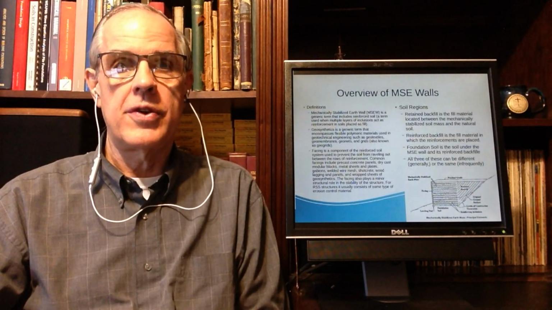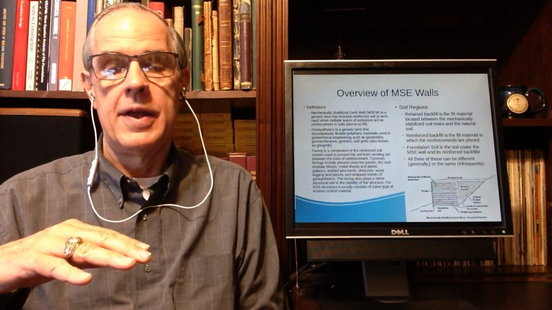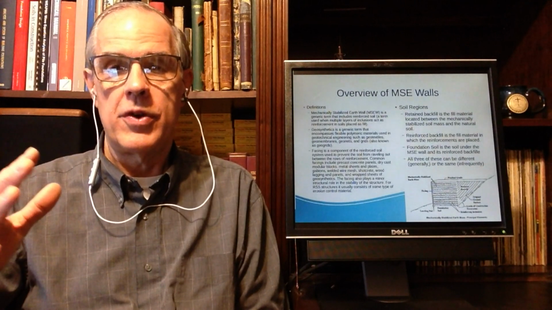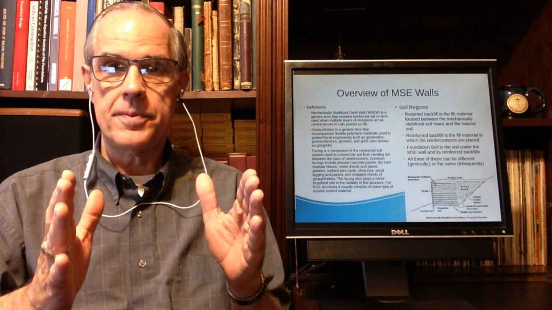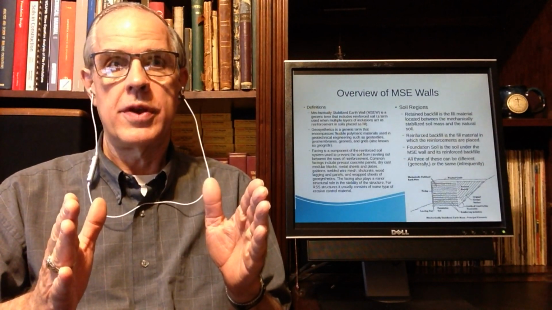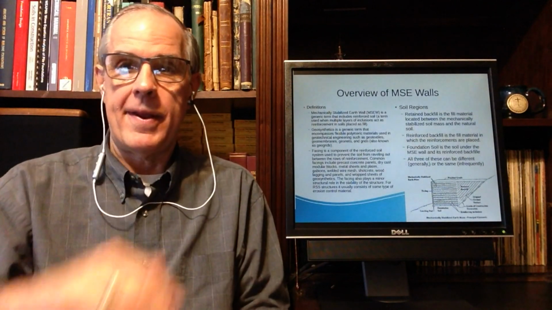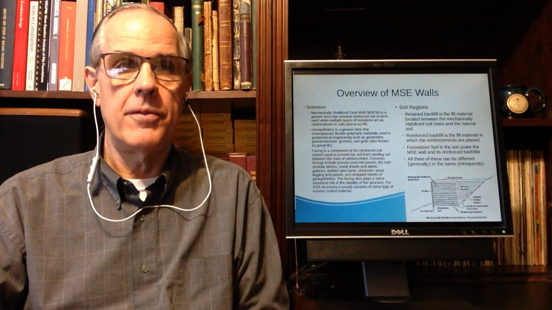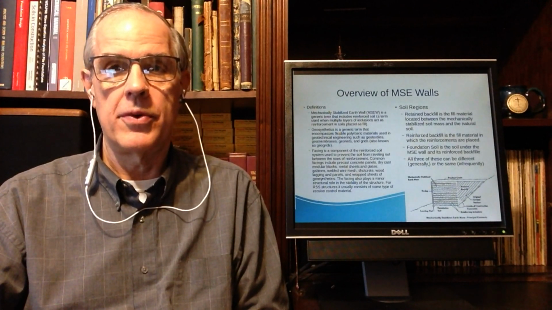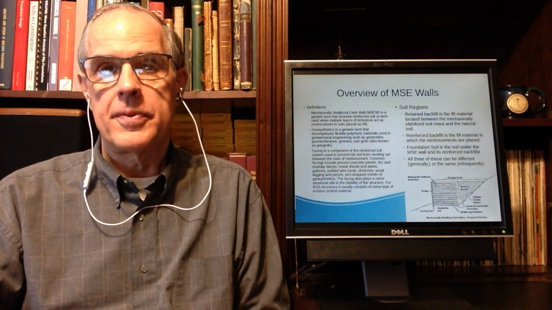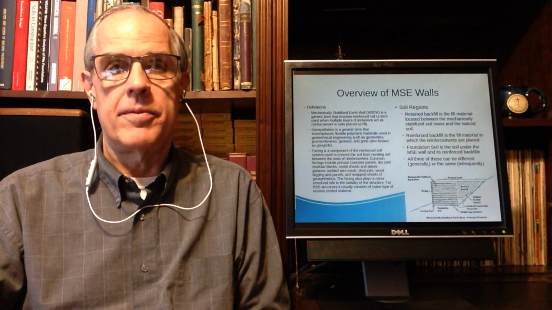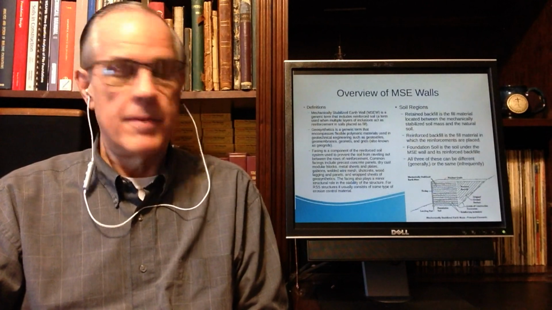And of course, if you're doing something like, say, building an overpass and you want to use MSE walls on both sides of the overpass, then you have to build it up anyway. So you might as well build it up with this type of soil. Might as well go ahead and build it up that way.